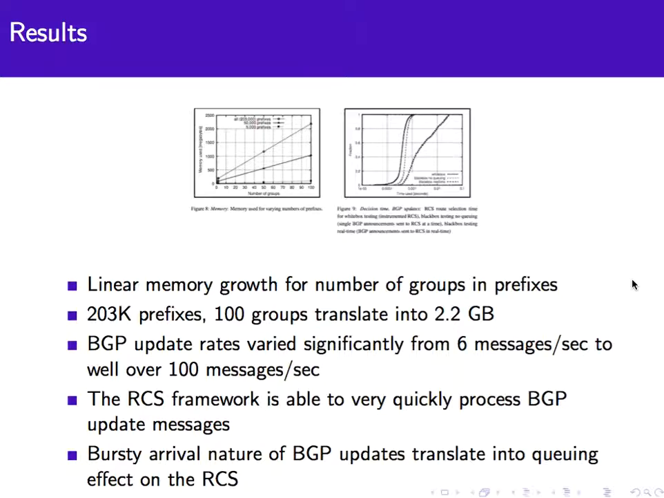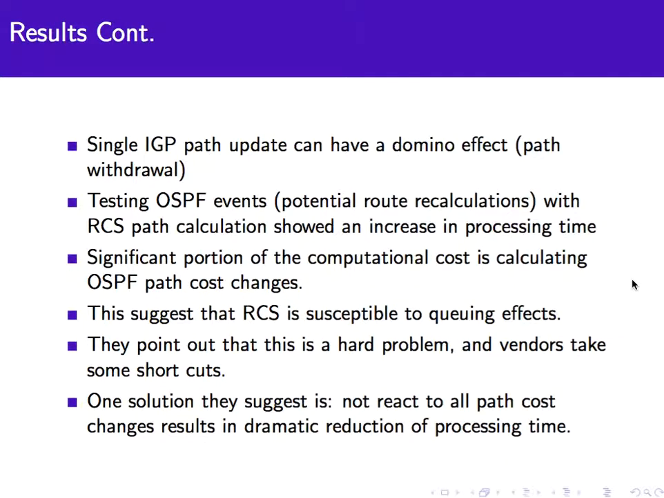One of the other observations was that this RCP framework is able to very quickly process BGP message updates. And when there is a very fast flood of these messages, then the RCP framework tends to have a queuing problem, at least with the RCS, which we're going to see on the next slide in more detail.